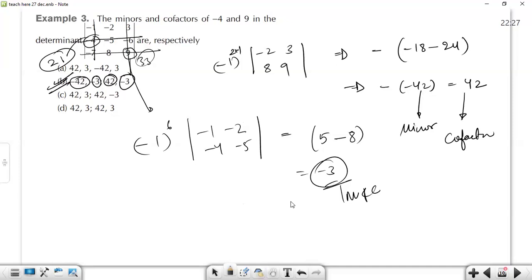Any doubts? Please read the question and the solution. If any doubts, ask.